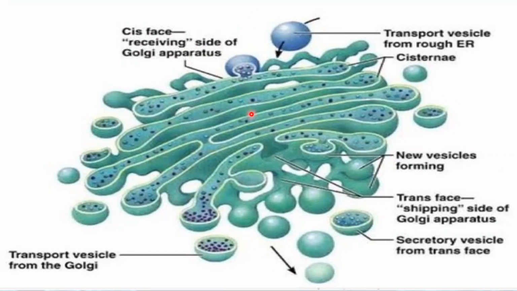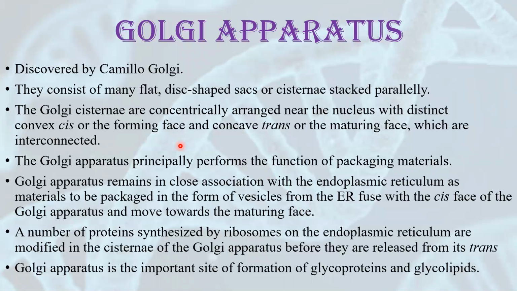From here, the proteins will mature and they will come outside from this side. They come outside from this side when they are completely packaged and completely mature. That's why this is called the mature phase or trans phase. So we call this the cis phase and this the trans phase. This is also known as the convex phase and this is known as the concave phase. Cis phase, forming phase, and convex phase; trans phase as maturing phase and concave phase. So the Golgi apparatus principally performs the function of packaging material.